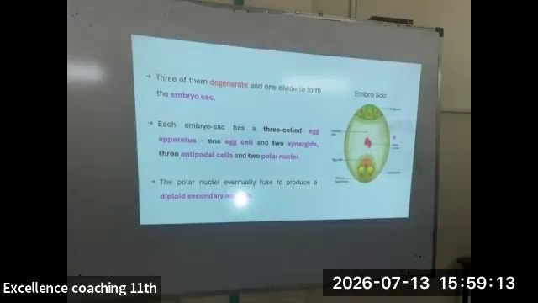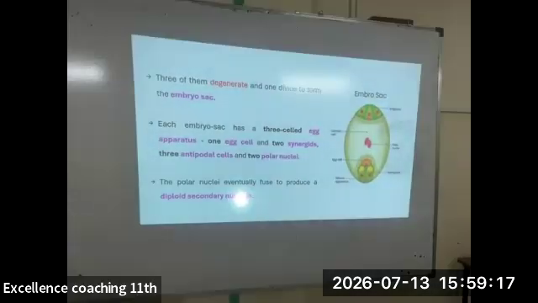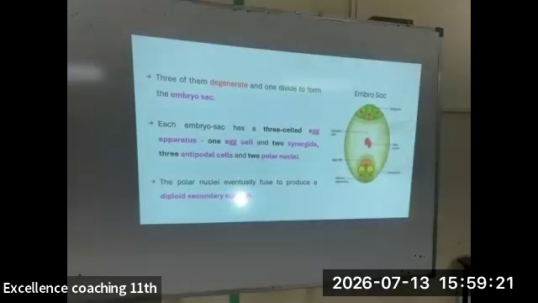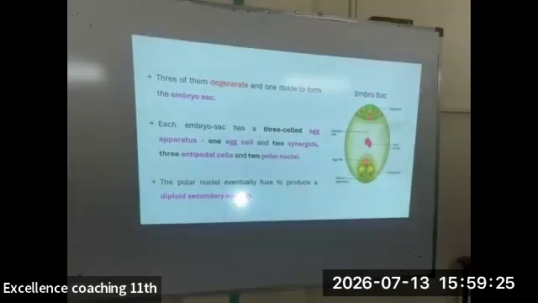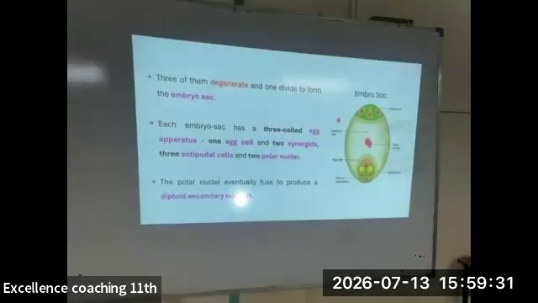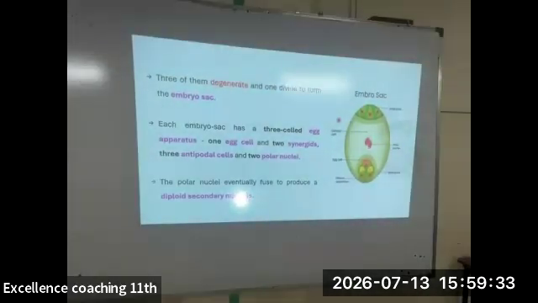This diagram again you will have in detail in 12th standard. So you cannot say in 12th standard that I don't know what is embryo cell, because we are already discussing it here. So definitely you should know one part, that is, whether this belongs to the male or the female part of the plant.